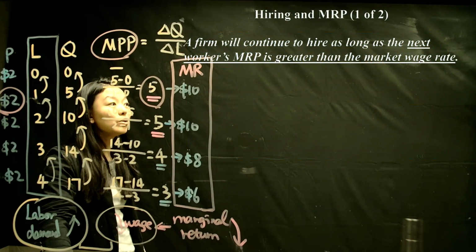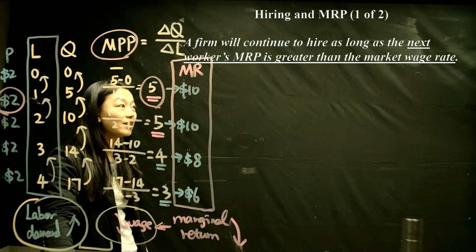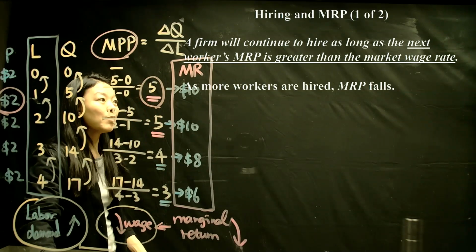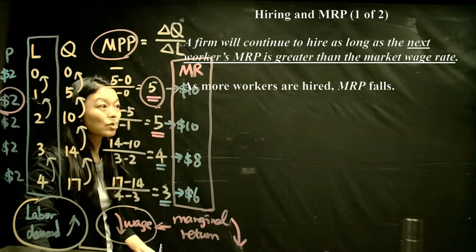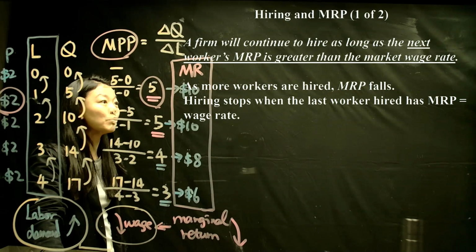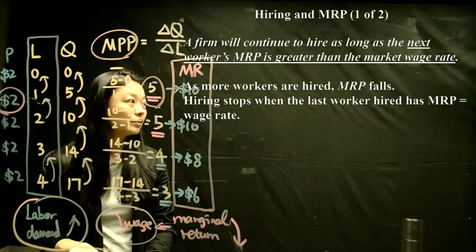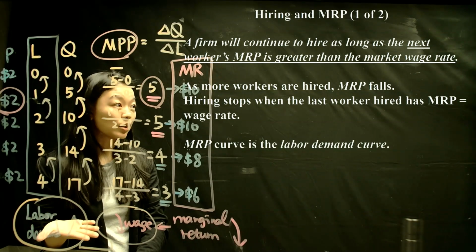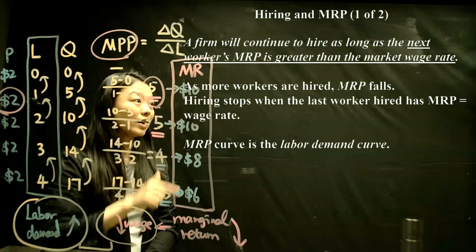A firm will continue to hire as long as the next worker's marginal return is greater than the market wage. What does it mean? It means that as more workers are hired, the marginal return declines. And hiring will stop when the last worker hired has a marginal return equal to the wage rate. Therefore, we say the marginal return curve is the labor demand curve.